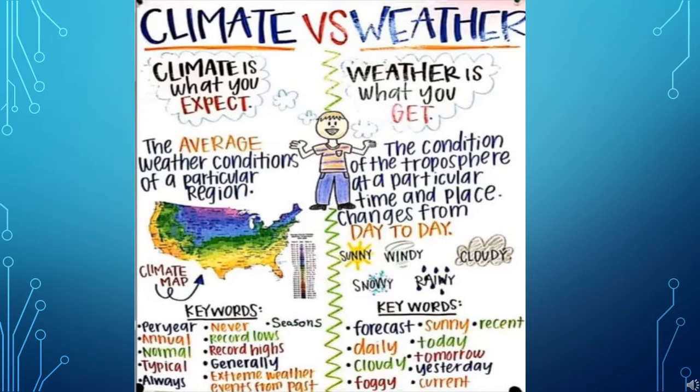So this is the basic difference between climate and weather. Then we studied some of the factors that affect the climate of a place, because basically today we are going to talk about the different temperature zones of the world and how the temperature is decided.